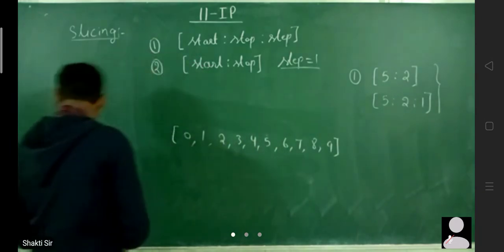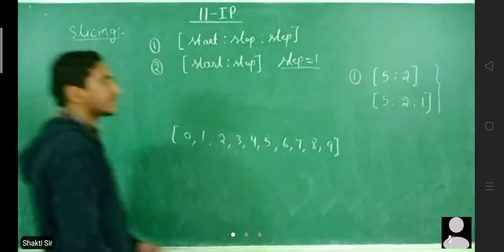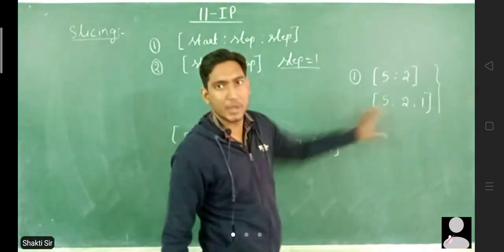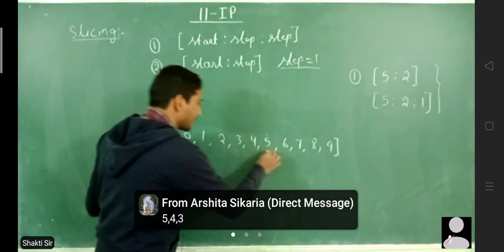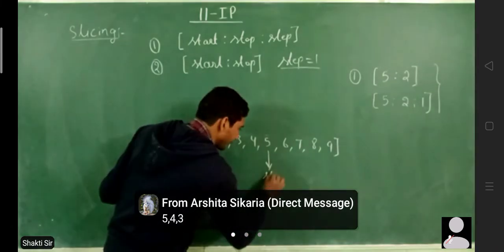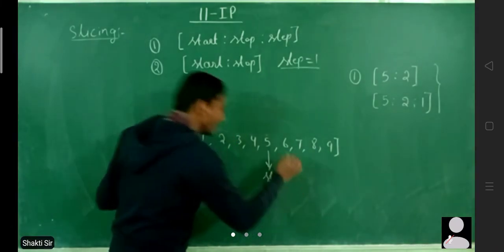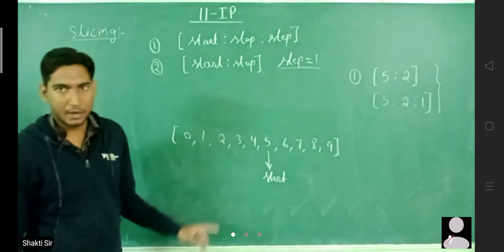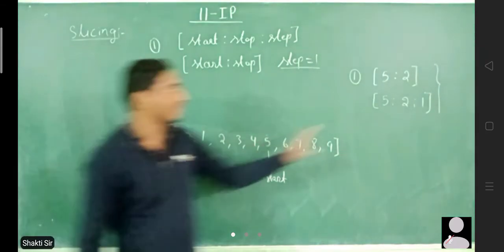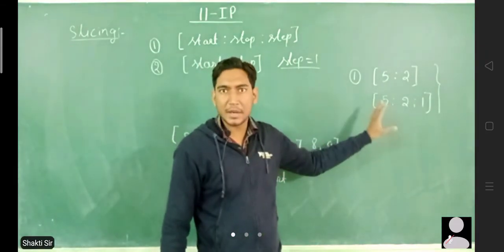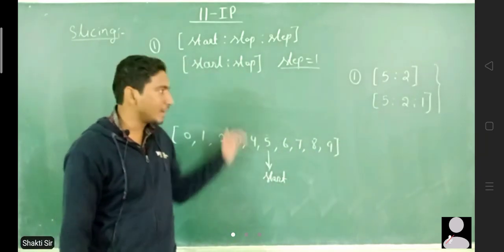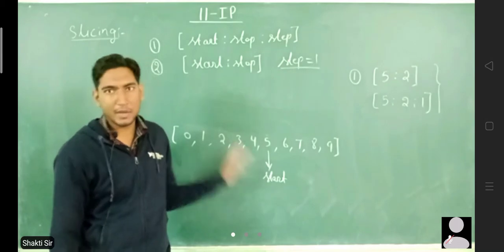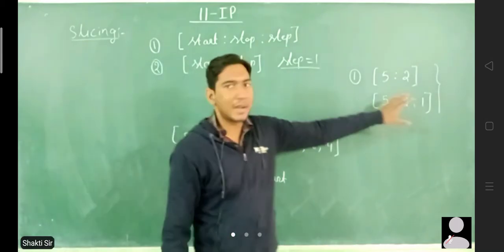So what is the start value? Start is basically 5, so start from the fifth index. So this is my start. Basically these are indexes, not values. We have created a list so that the index is the same as the values, but these numbers are indexes, not the list values.